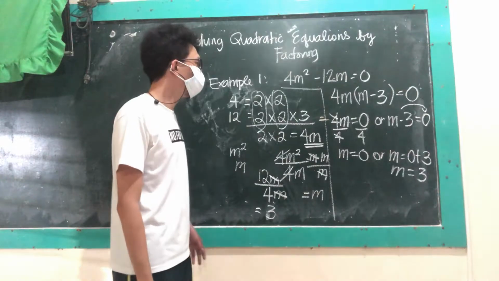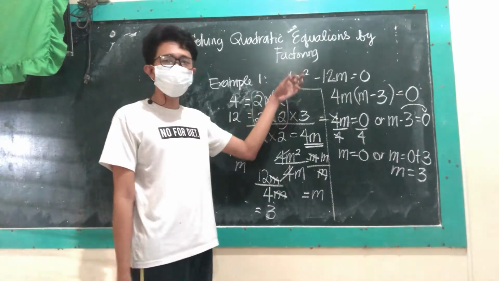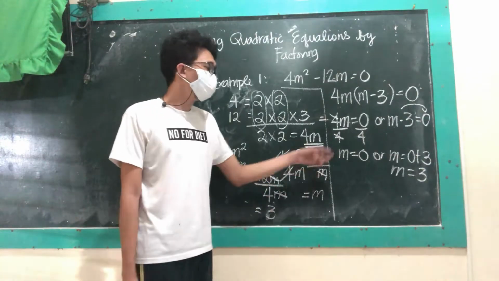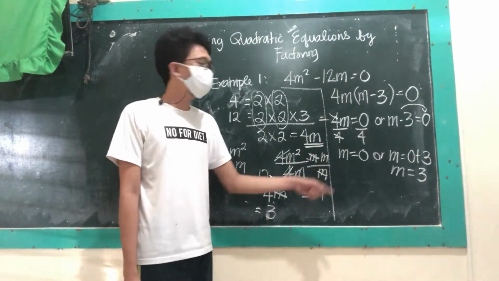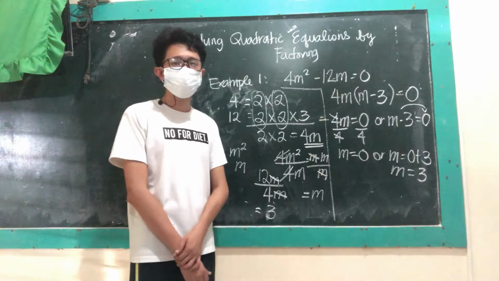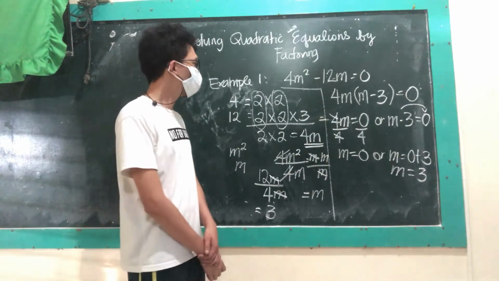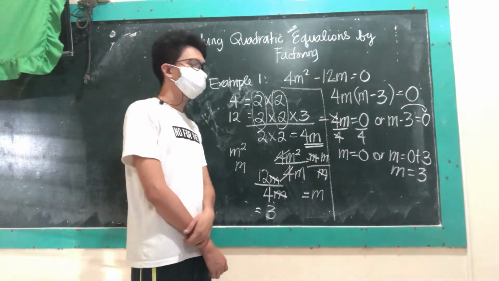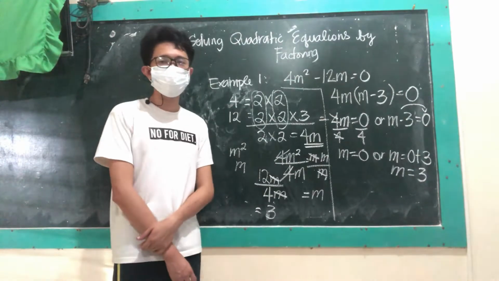Therefore, the solutions of 4m squared minus 12m is equal to 0 are m is equal to 0 or m is equal to 3. This is our solution set for the quadratic equation 4m squared minus 12m is equal to 0.